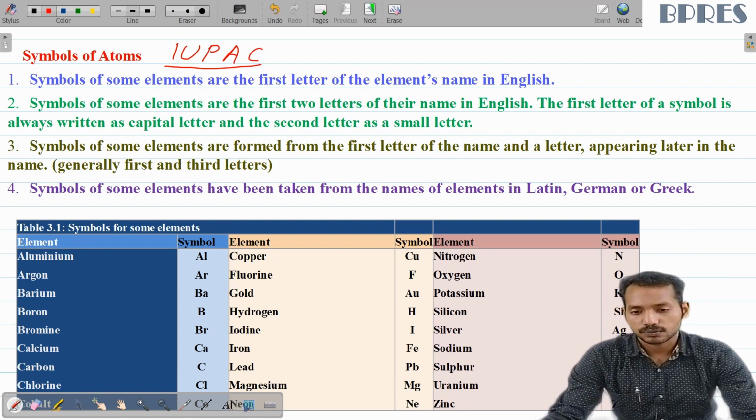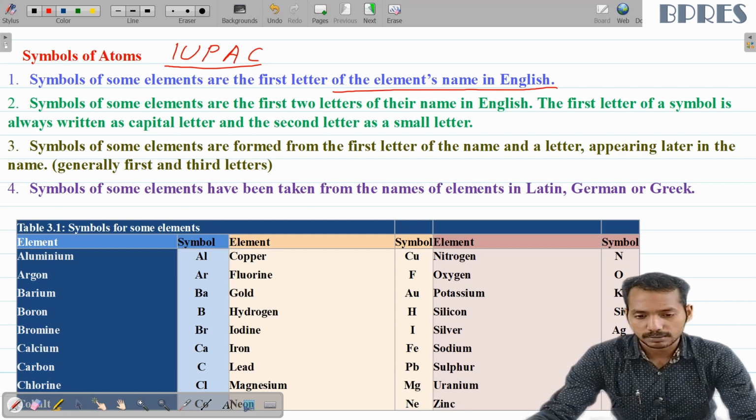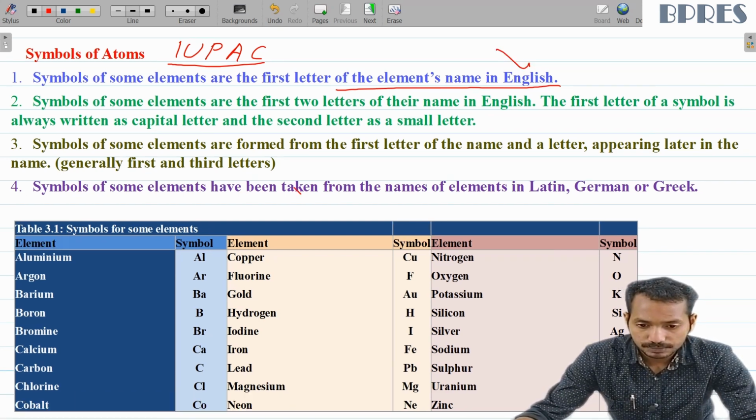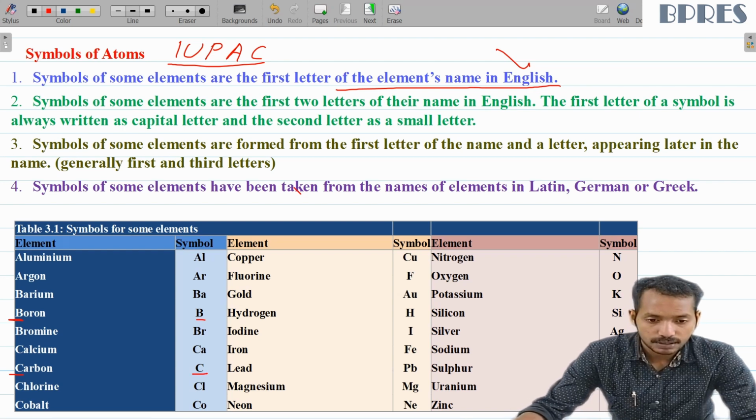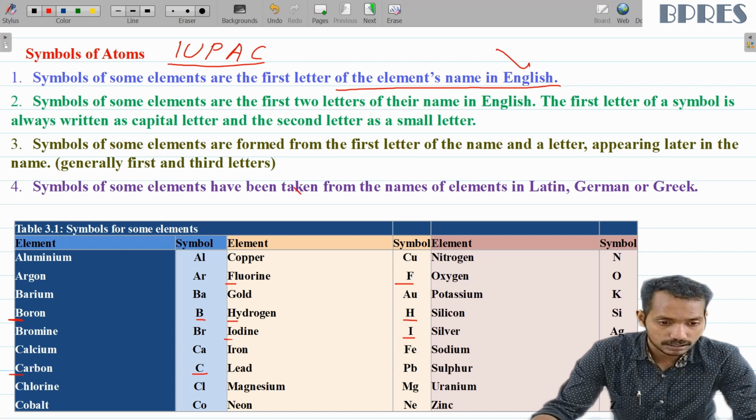So first category: symbols of some elements are the first letters of the elements' names in English. For example, boron, B, first letter. In case of carbon, C. In case of fluorine, F. In case of hydrogen, H. In case of iodine, I. In case of nitrogen, N. In case of oxygen, O. In case of sulfur, S. In case of uranium, U.